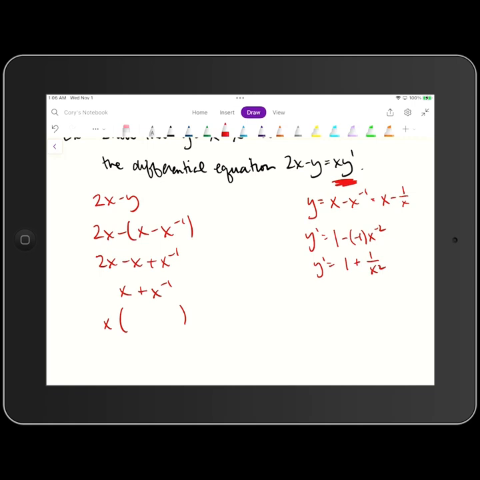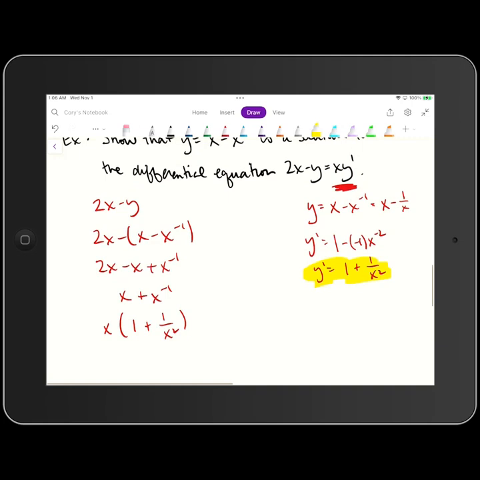So what times x gives me x? Well, that's 1, plus what times x gives me x to the negative 1 power, or 1 over x? That is 1 over x squared. And once we've done that, we know that 1 plus 1 over x squared is equivalent to y prime. So I can replace that quantity in parentheses with y prime. So we've shown then that 2x minus y is equivalent to xy prime.